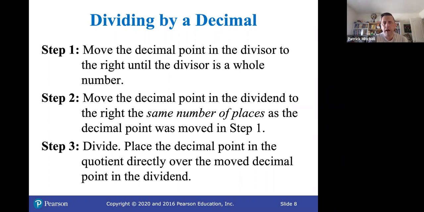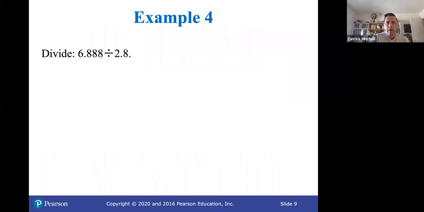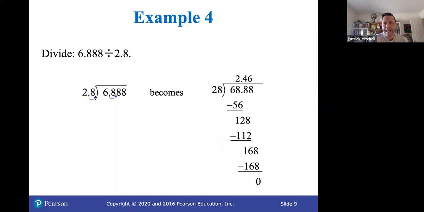All right, and then now that your divisor is a whole number, it's going to work out just like the last couple examples. All right, so here's the first example. We're dividing 6 and 888 thousandths by 2 and 8 tenths. Okay, so I start off setting it up like this, but then I need to make that 2 and 8 tenths into a whole number, so I'm going to move the decimal point 1 place to the right, and I have to do the same thing in the dividend. Okay, so the new problem is 28 into 68 and 88 hundredths.